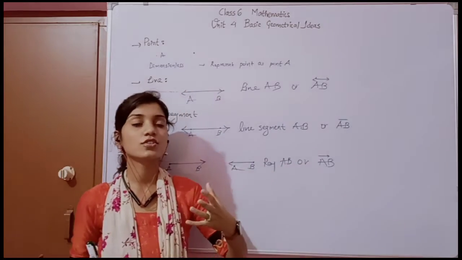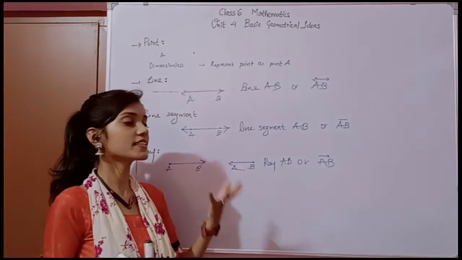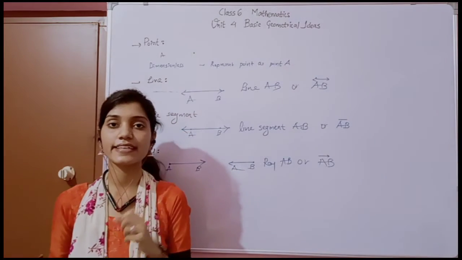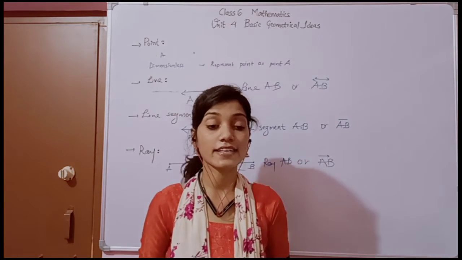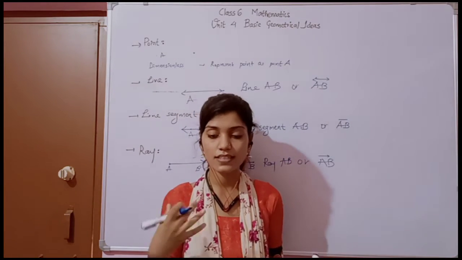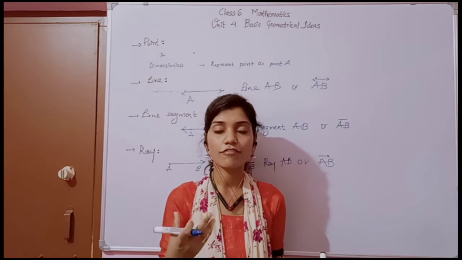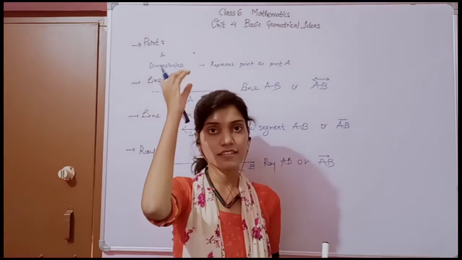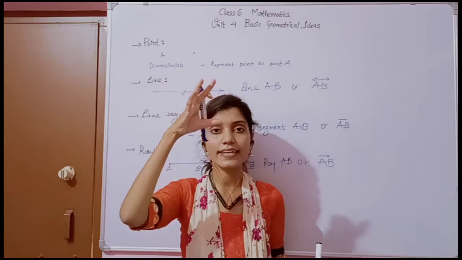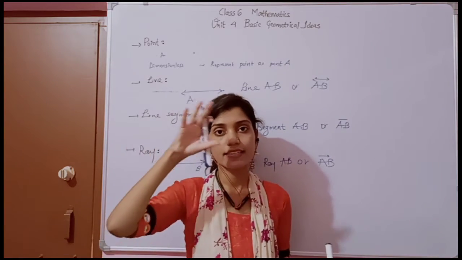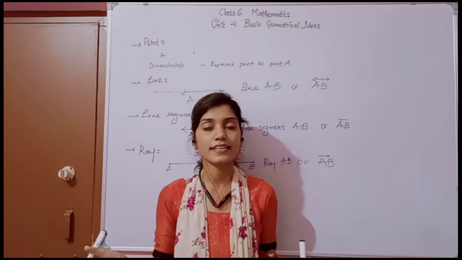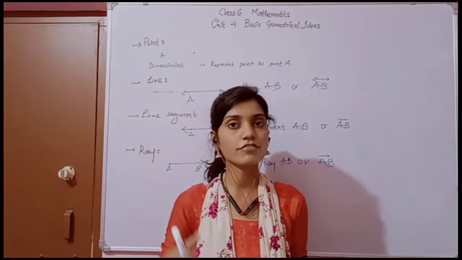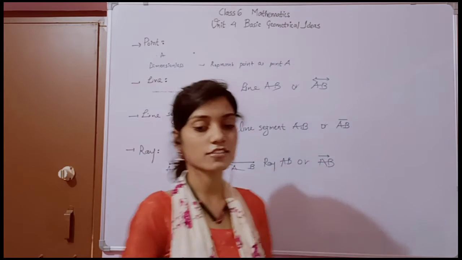Now if I ask you to give me an example of a ray, will you be able to give me an example? You must know sun ray, right? Sun ray is a real life example of a ray, because it is starting from the sun and it is going infinitely towards one side. So sun ray is an example of a ray. Now let's see the next term.